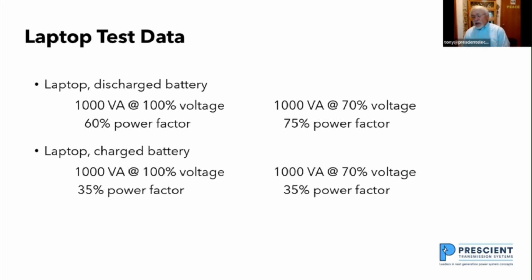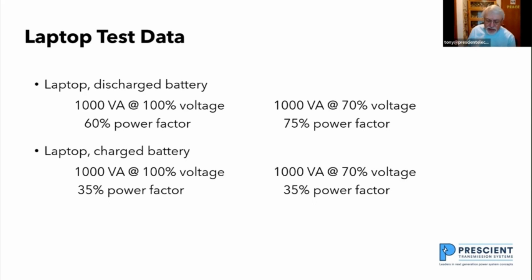Then, since we had our test equipment out, we figured we would test other things too. And we took a laptop with a discharged battery, and we found out that they would draw 1,000 volt amps at 100% voltage with a 60% power factor. If the voltage dropped to 70%, they'd still draw 1,000 volt amps with a 75% power factor. Then we repeated the laptop test with a charged battery, and we had the equivalent of 1,000 volt amps at 100% voltage with a 35% power factor, and we got the same results at 70% voltage.